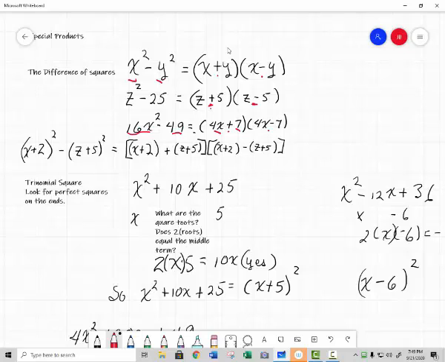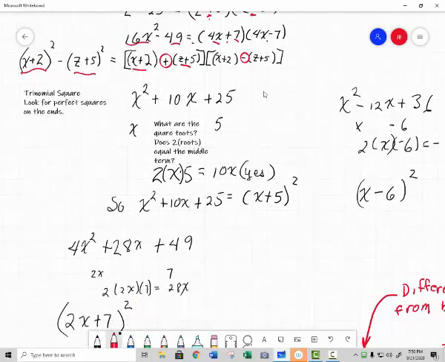It doesn't matter what those squares look like. In this case, I've got something squared, x plus 2 squared, and I've got z plus 5 squared. Well, it will be the square root of x plus 2 squared, which is x plus 2, plus z plus 5, and x plus 2 minus z plus 5. It's always going to be that same pattern, and that is the difference of squares. Now the next one is a little bit odd.